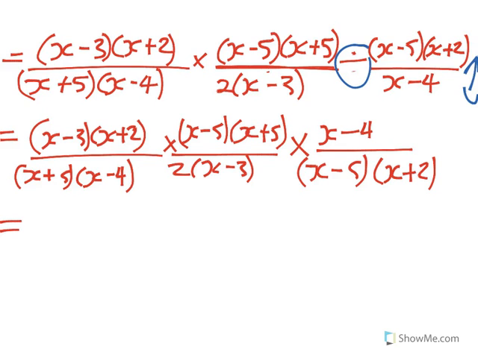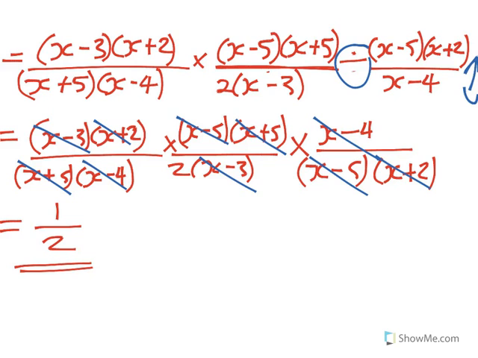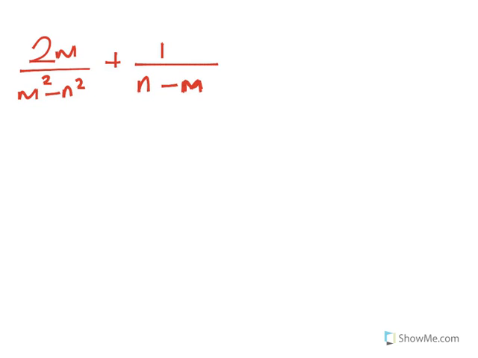And then with that we can start cancelling, and starting to cancel, you can see x plus 5, x plus 5, x minus 3 goes, and then x minus 5 goes, x plus 2 goes, x minus 4 goes, and the answer then becomes 1 over 2. That's the answer. Now let us look at a problem involving addition and subtraction.